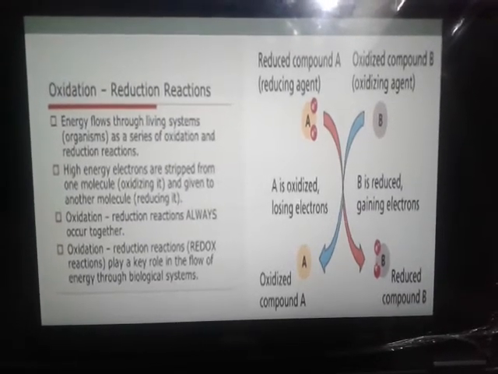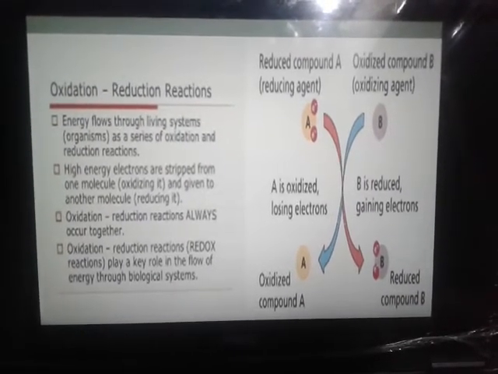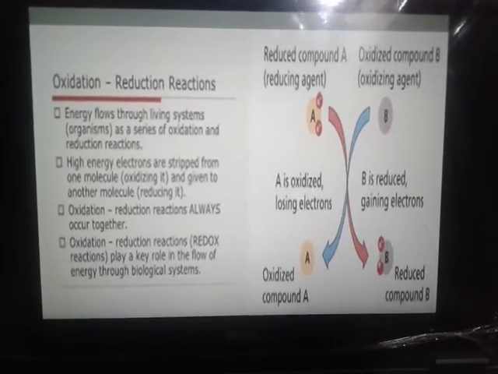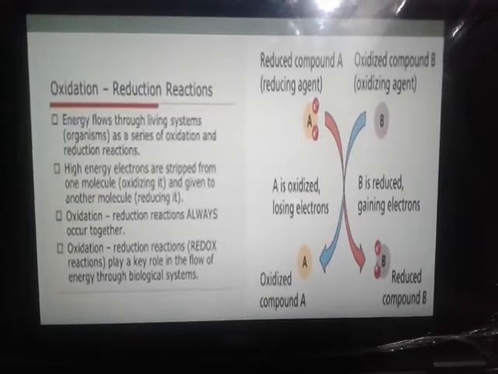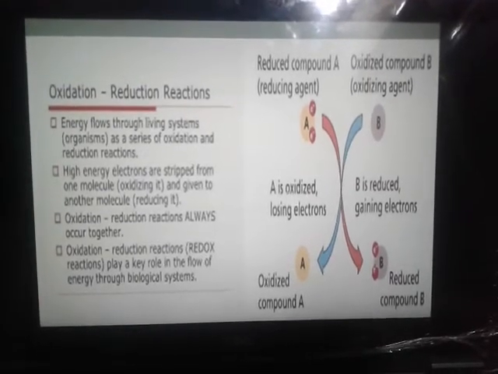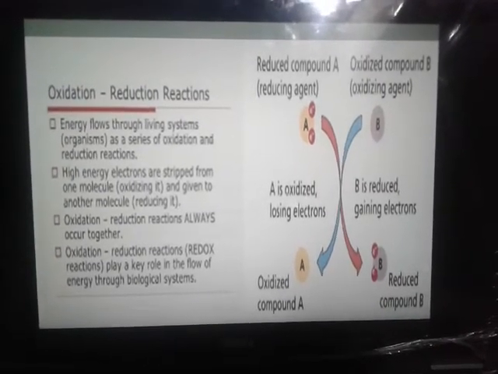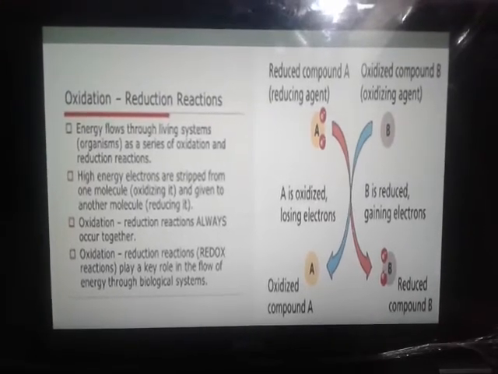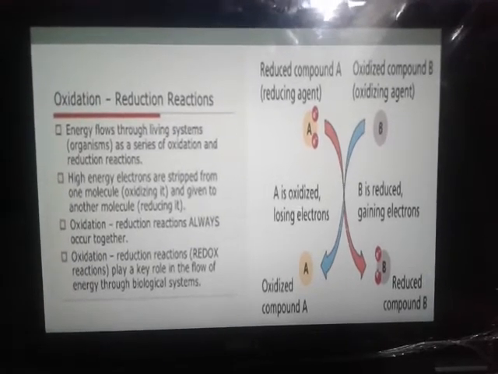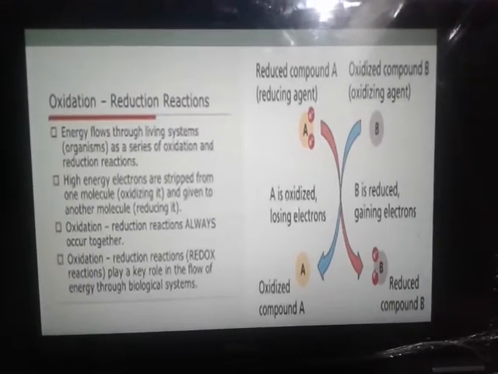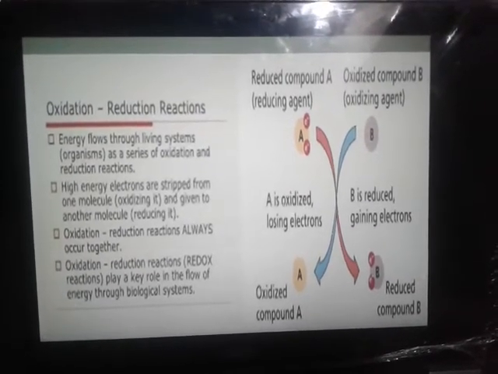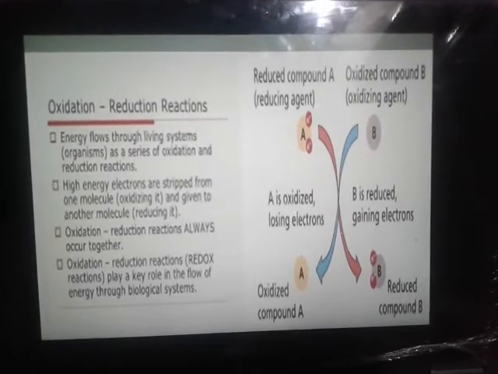Oxidation reduction reactions. Energy flows through living systems as a series of oxidation and reduction reactions. High energy electrons are stripped from one molecule, oxidizing it, and given to another molecule, reducing it. Oxidation reduction reactions always occur together. Oxidation reduction, or redox, reactions play a key role in the flow of energy through biological systems. Here you can watch a reducing agent and reduced compound A, and an oxidized compound B and an oxidizing agent.